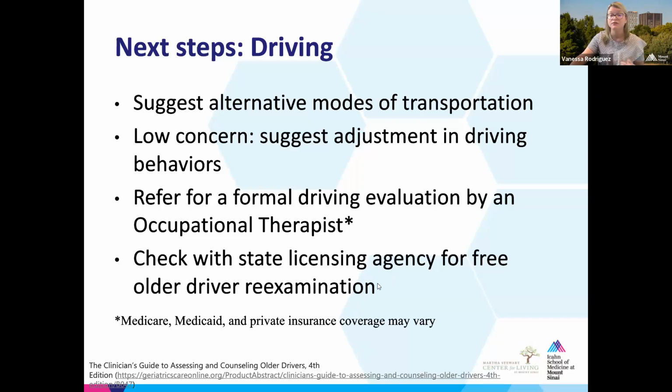You may refer them for a formal driving evaluation by an occupational therapist, again, with the caveat that for Medicare, Medicaid, and other insurances, the coverage might vary. And you may also check with the state licensing agency for a free older driver reexamination.